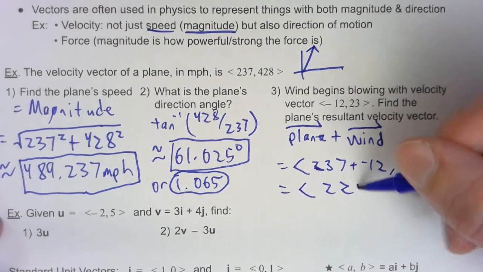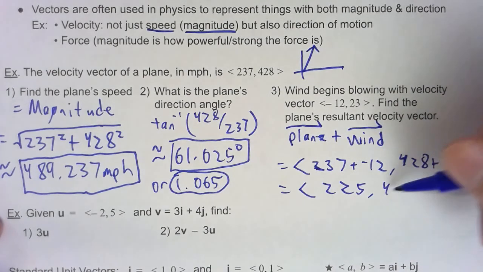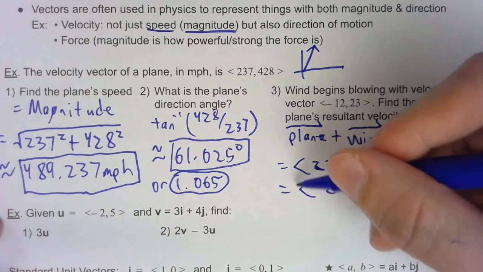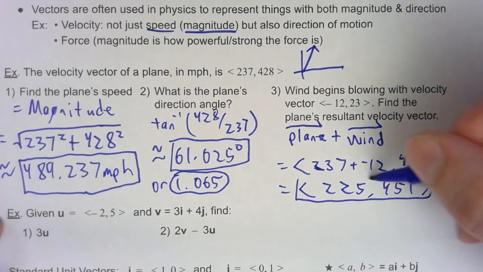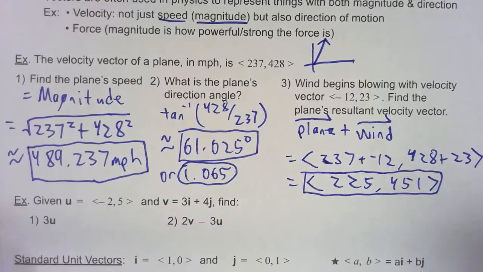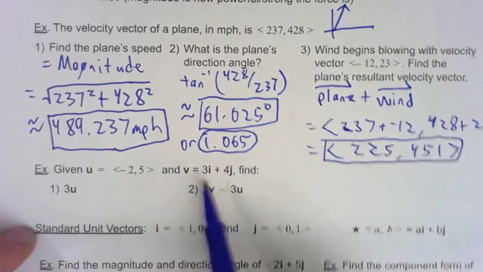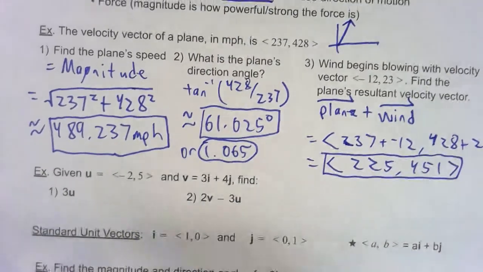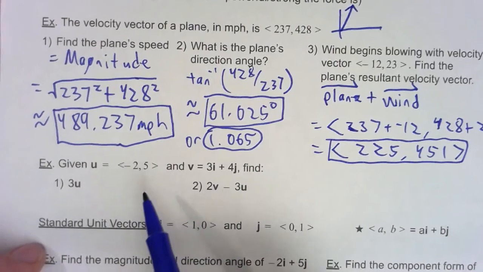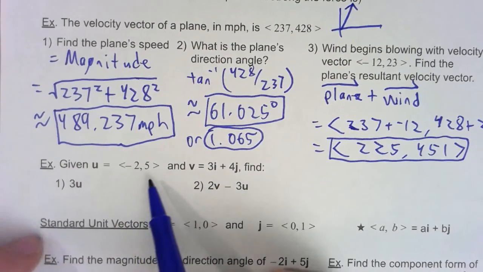And so we get 225 and 451. And so that's the plane's new velocity after the wind started blowing it a little bit. All right, and so if we step away from the context here and just look at it in the abstract, I'll talk about the i's and j's in a minute.